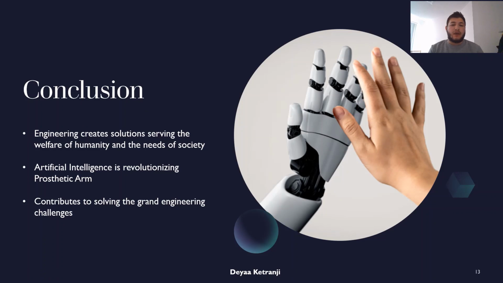that we have already started producing and using prosthetic limbs, especially in the past few years, where artificial intelligence, algorithmic and statistical knowledge have become the major fields for technologies. Even though they refer to different fields, they are all interconnected and work together to make a proper and concise prosthetic arm that will help society, which overall shows how engineering creates solutions serving the welfare of humanity and the needs of society.